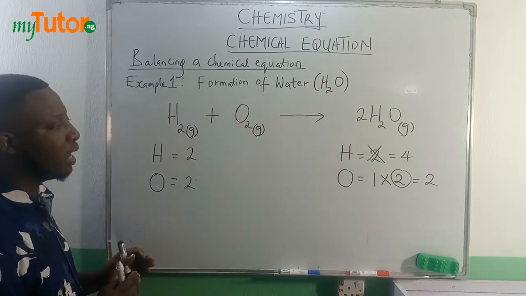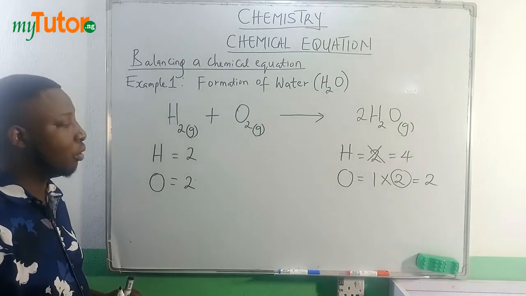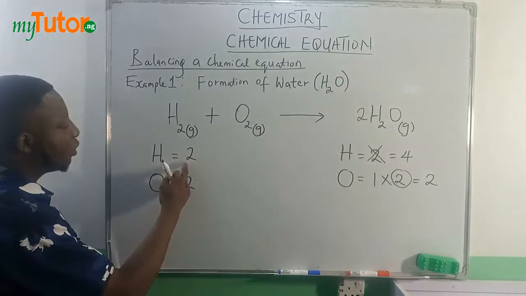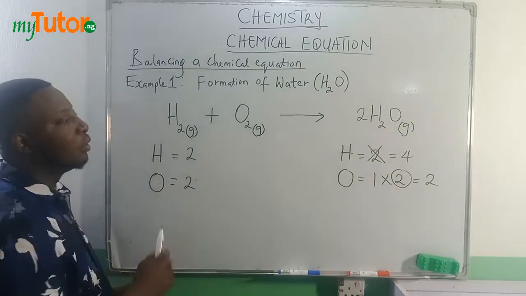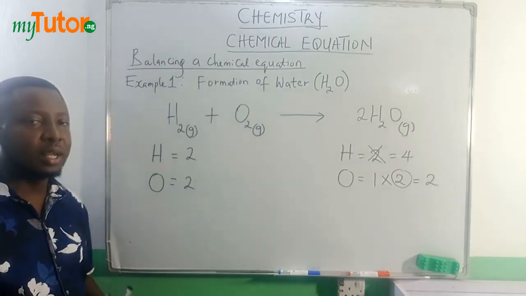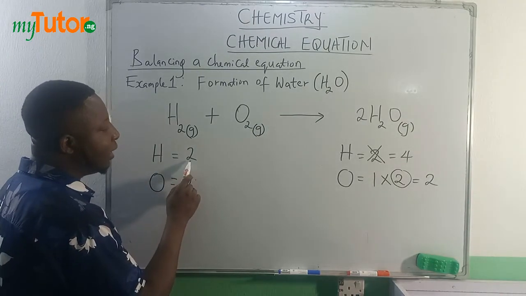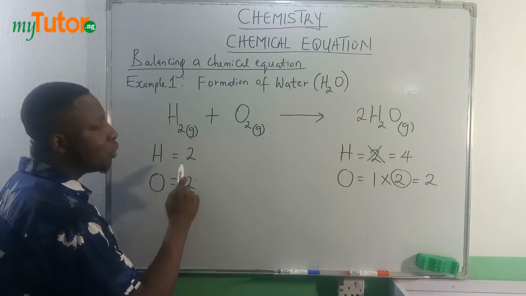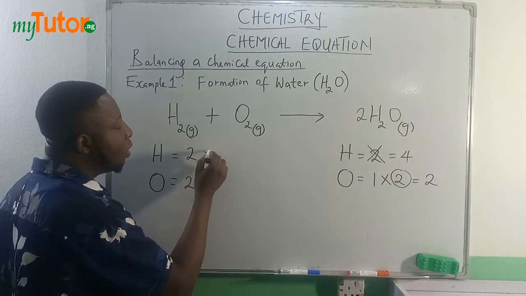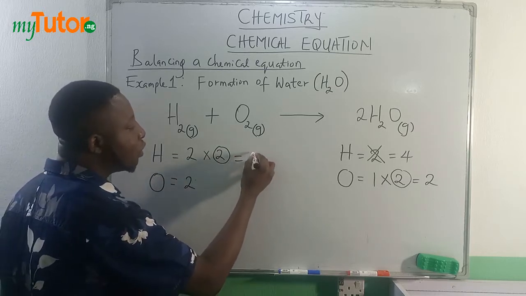Now, on checking both sides of the equation, we can see that the oxygen atoms are balanced, they are equal, but the hydrogen atom is no longer balanced. We have 2 atoms on the left hand side and we have 4 atoms of hydrogen on the right hand side. So we need to balance the hydrogen atom. We do that by asking ourselves, what number are we going to multiply to the atoms on the left hand side to have it to be equal to what is on the right hand side? So we'll multiply these 2 by a number 2. So by multiplying 2 by 2 will give us 4.